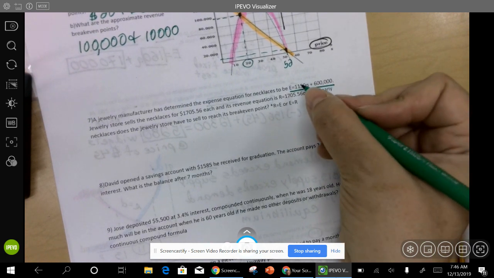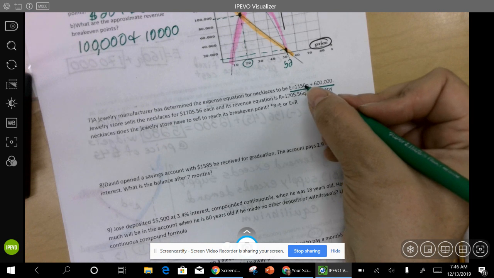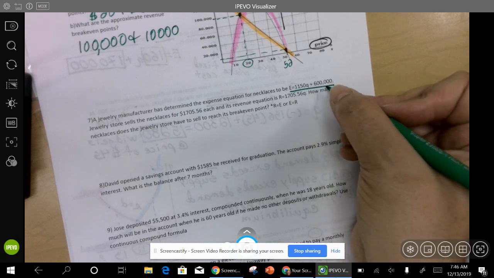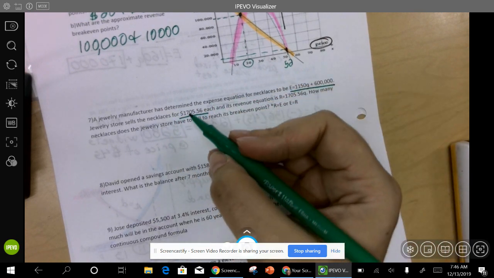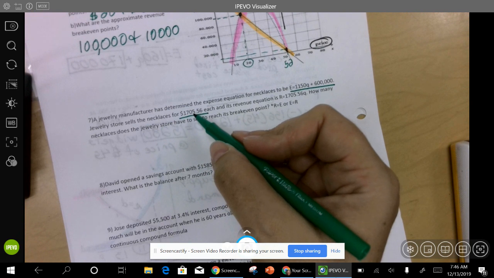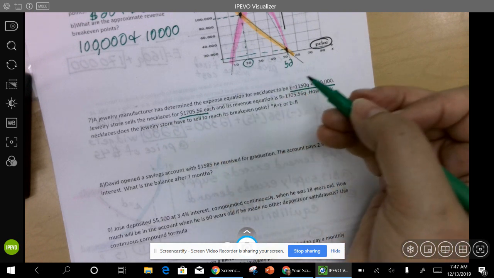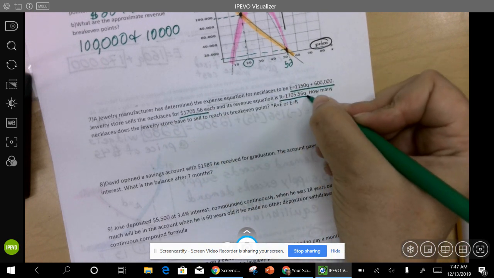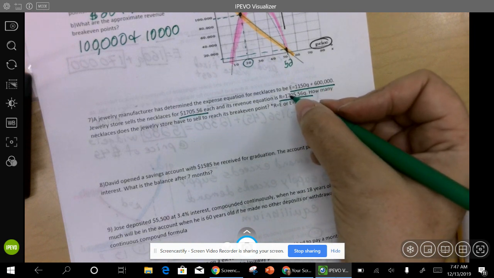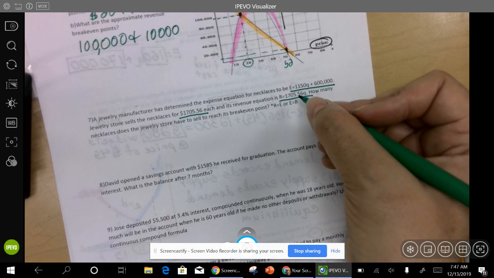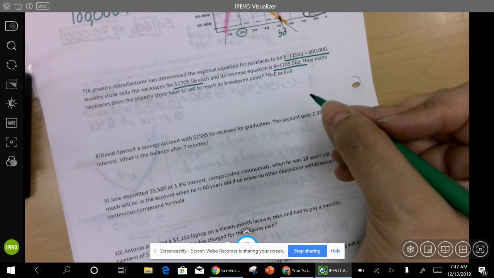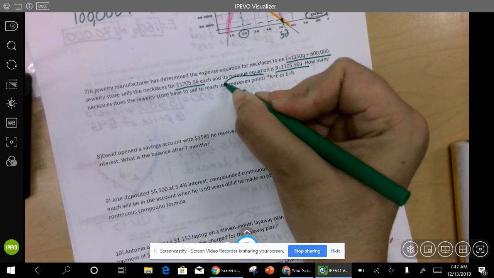function, okay? So 1,150 times the quantity plus 600,000. The jewelry store sells the necklaces for $1,705.56 each. As revenue function is $1,705.56 times the quantity. How many necklaces does the jewelry store have to sell to reach its break-even point?